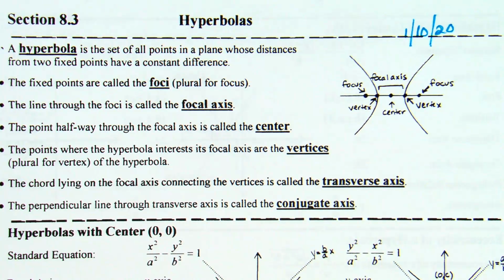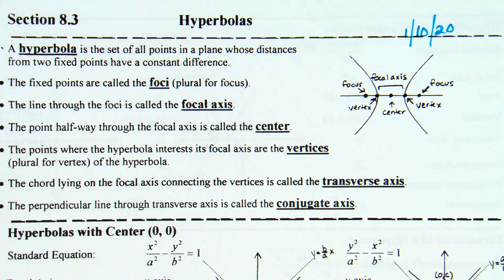Now, we will be drawing those because as we learn how to draw these hyperbolas, it's going to be very important that we draw a set of asymptotes. Okay? So, okay, I think I got all the vocab there.